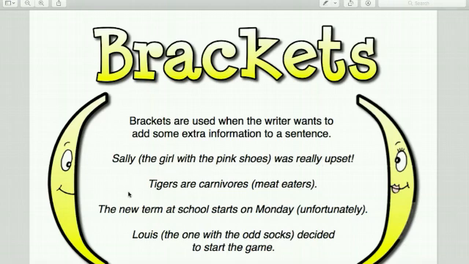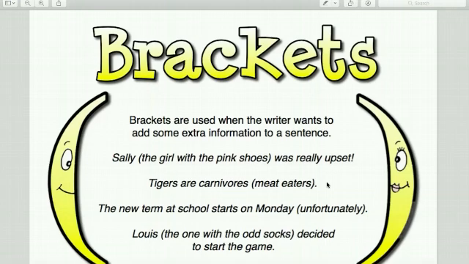Okay, let's look at the next sentence. Tigers are carnivores (meat eaters). Now, some people might know what a carnivore is and some people might not. So to explain, they've put meat eaters. So it's not just to clarify, but it explains things as well if you put those little brackets in.